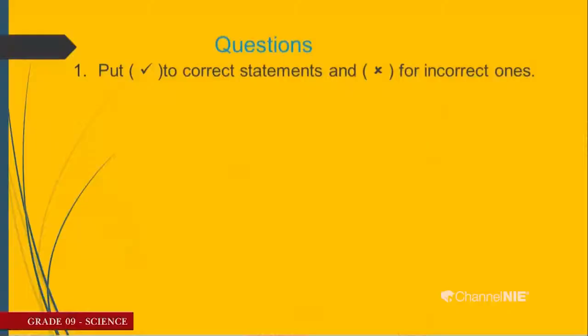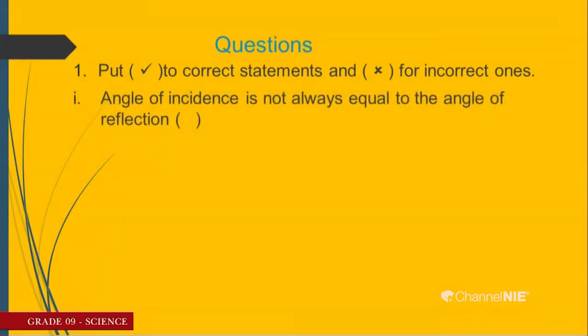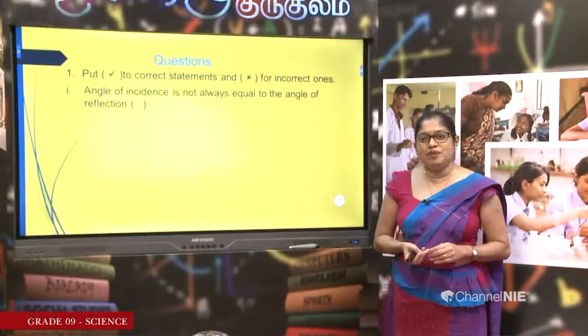Question number 1. You have to put a tick to correct statements and a cross for the incorrect ones. First statement, angle of incidence is not always equal to the angle of reflection. Is this correct? No. Laws of reflection say that angle of incidence is always equal to the angle of reflection. So, this statement is wrong.